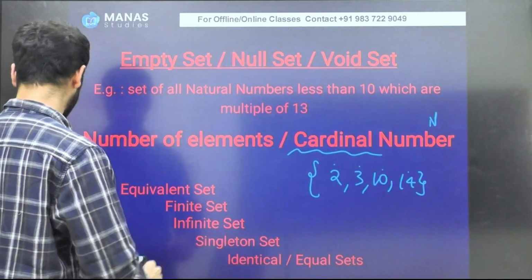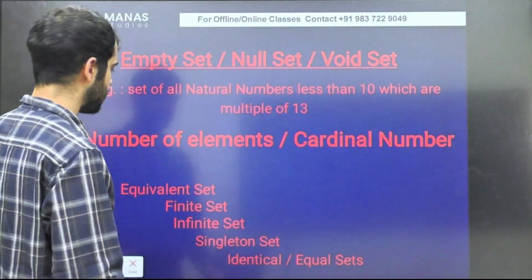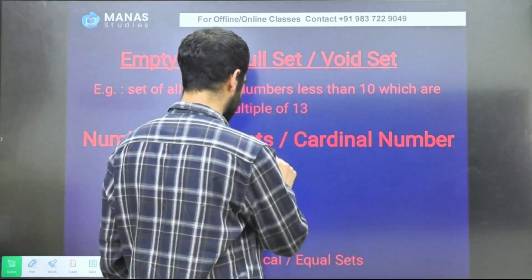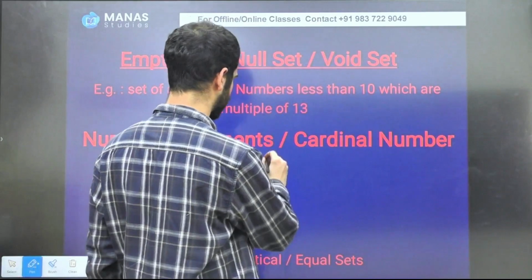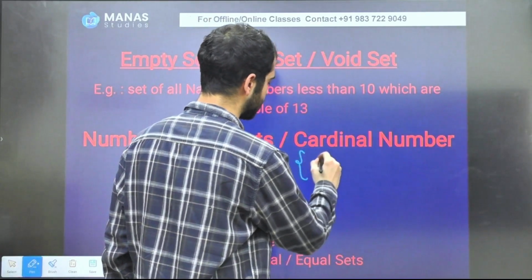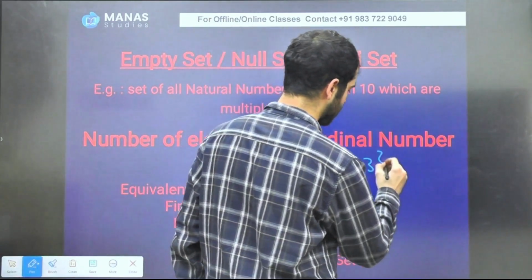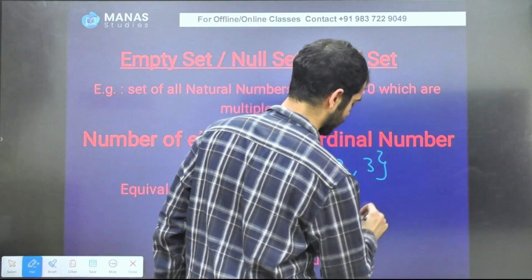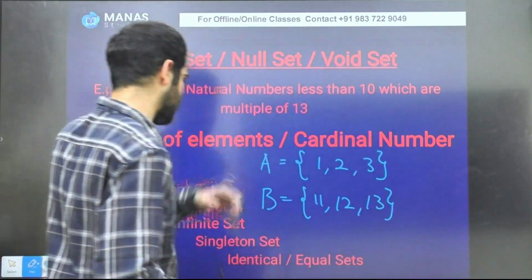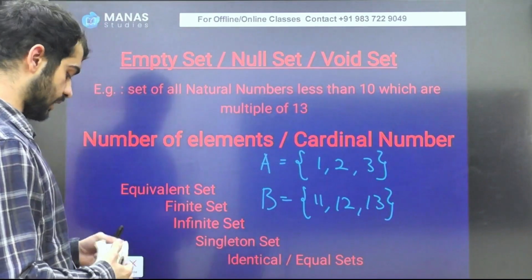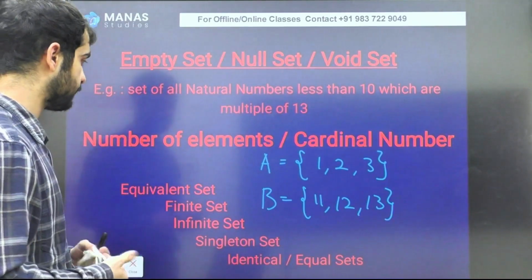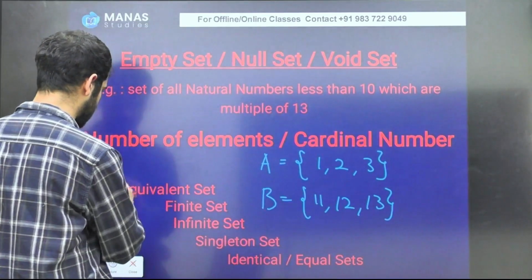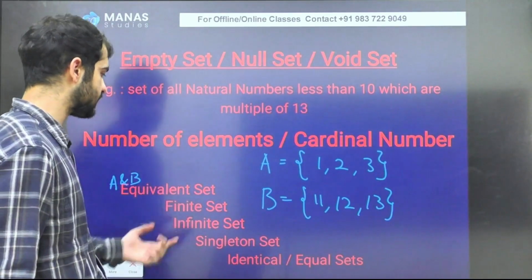Now let's look at an equivalent set. If two sets have the same cardinal numbers, then they are called equivalent sets. For example, I have a set A. It contains 1, 2, 3. If I have another set B and that contains 11, 12, 13. Now the cardinal number of set A is 3 and the cardinal number of set B is also 3. Therefore, I can say that set A and B are equivalent sets.